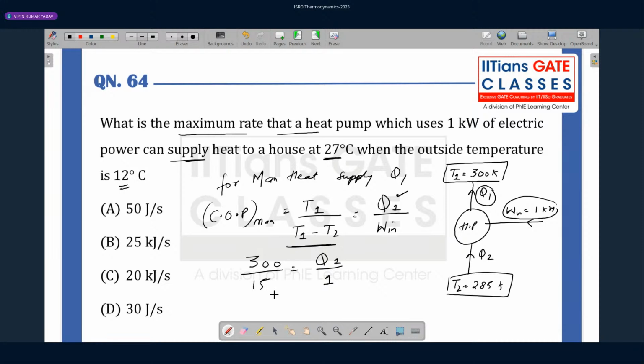So you will get Q1 equal to 20 kilojoule per second, which is kilowatt. 20 kilowatt is the right answer. I hope it is clear. Got it? Let's move ahead then.